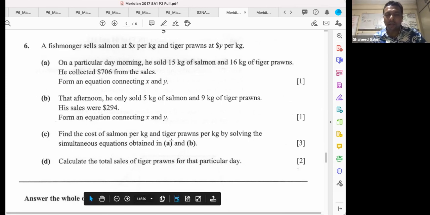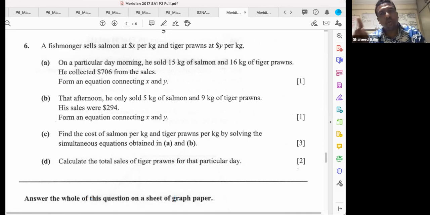Find the cost of salmon per kg and tiger prawns. This is part C here, by solving the simultaneous equation. So you'll be coming up with a simultaneous equation. You know what a simultaneous equation is. You already know, it must have an equal sign. Yes, you are getting it. But don't put the dollar sign, Shira.